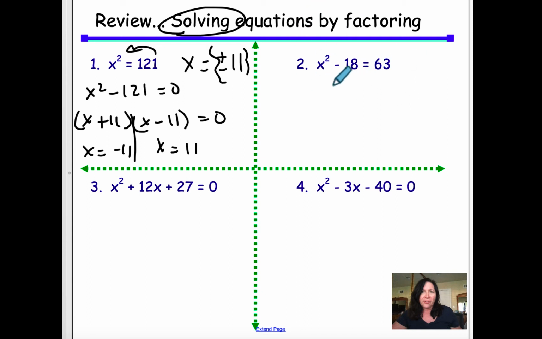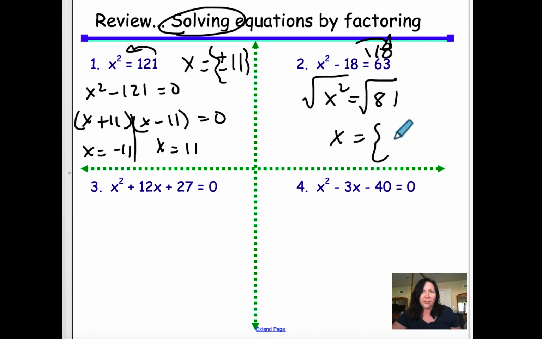Done. This one right here, again, yes, you can move this over. Add 18. 63 plus 18. What is that? 81. So 81 equals x squared. But you just have to remember that it's quadratic, so you have two answers. When you square root both sides, you're going to get x equals plus or minus 9. You have to, and again, the reason is that you've got x squared.